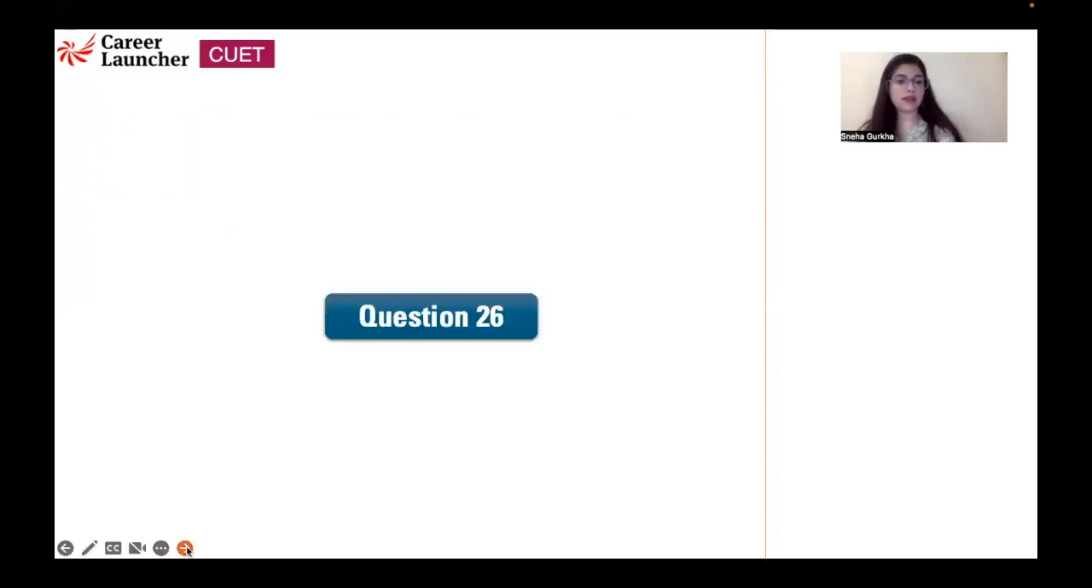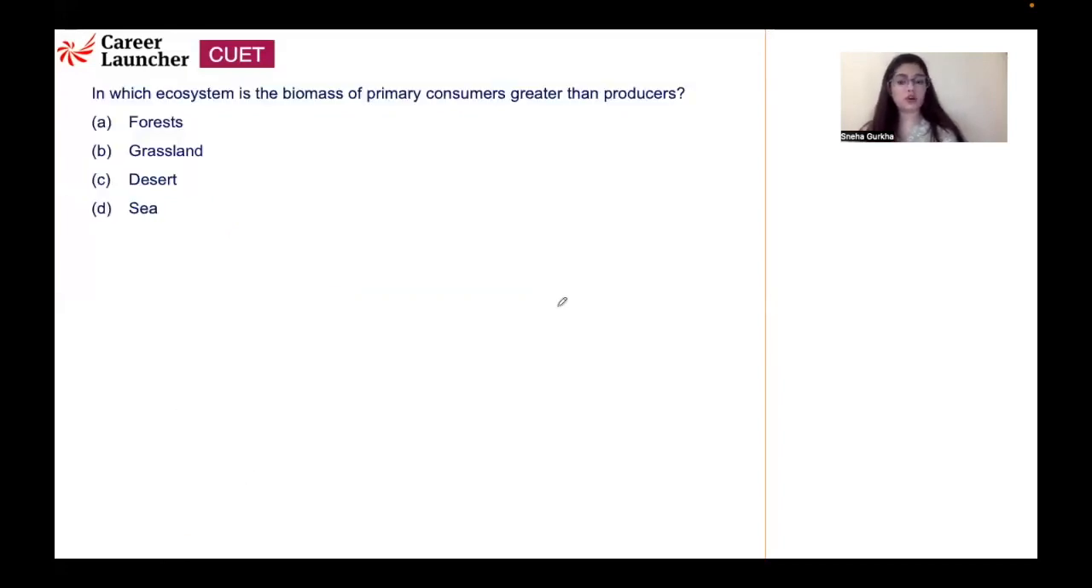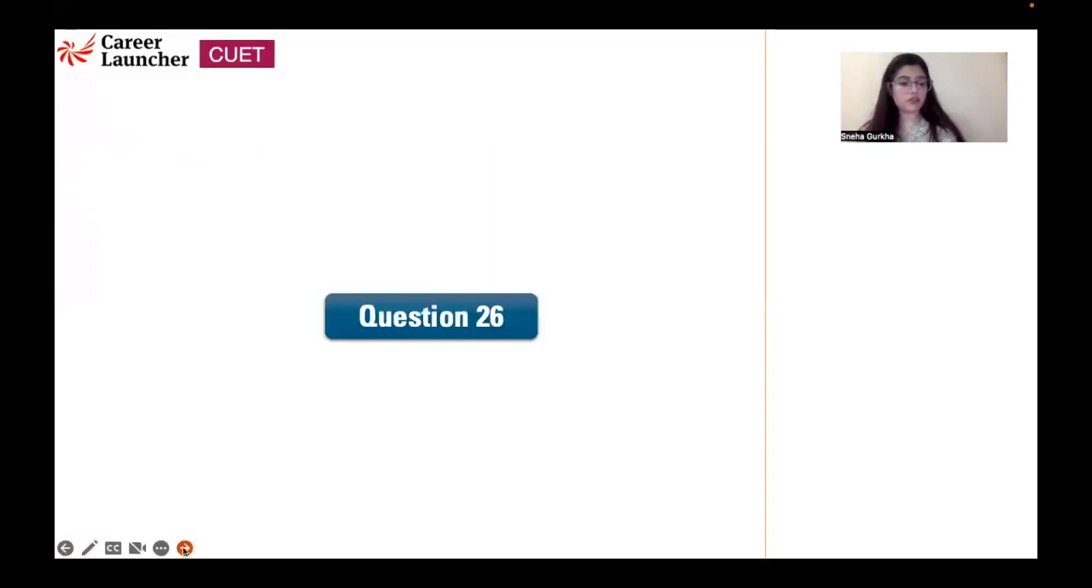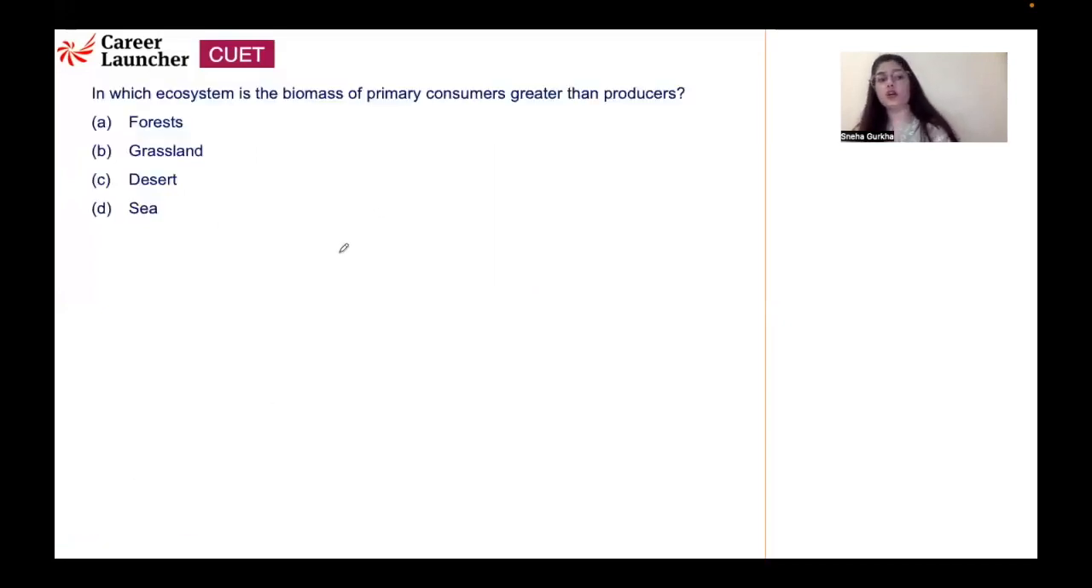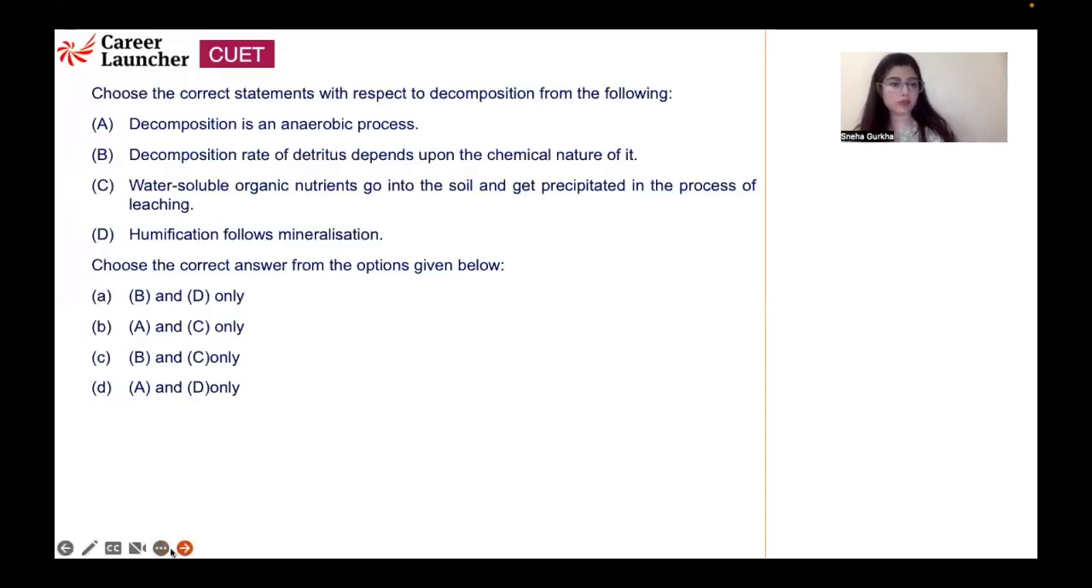Option C is correct. This is question 26: in which ecosystem is the biomass of primary consumers greater than the producers? So in an aquatic ecosystem, the biomass of primary consumers will be greater than the producers.